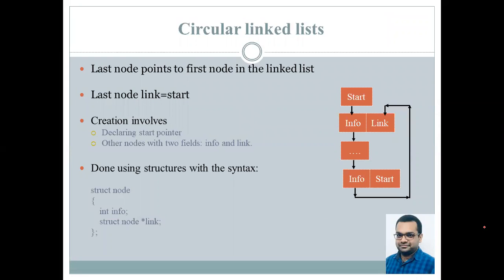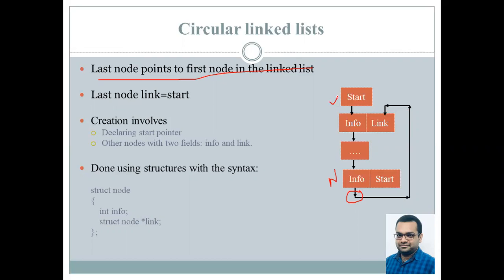So let us begin with what is a circular linked list. A circular linked list is in a number of ways quite similar to the one-way or singly linked list that we have already done. The difference is that in a singly linked list, the last node contains the address as null. However, in a circular linked list, the last node points to the first node in the linked list. As you can see over here, the last node contains the address of the first node, and all the other nodes are the same.